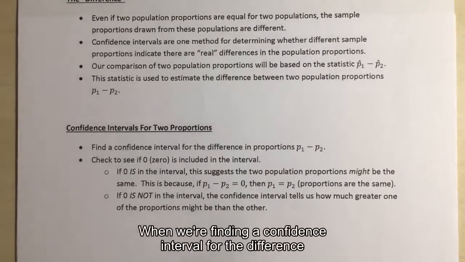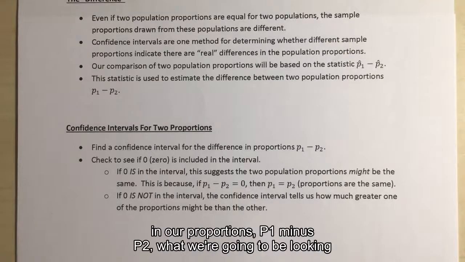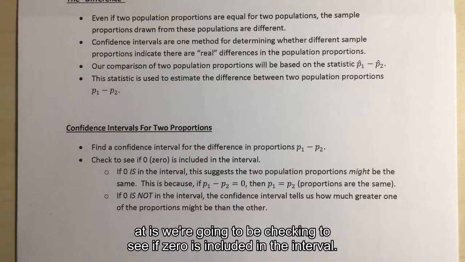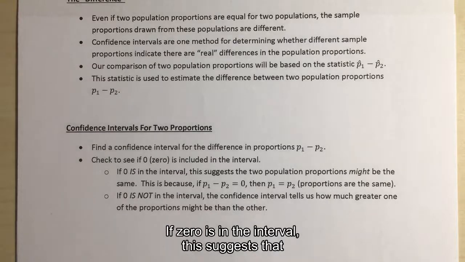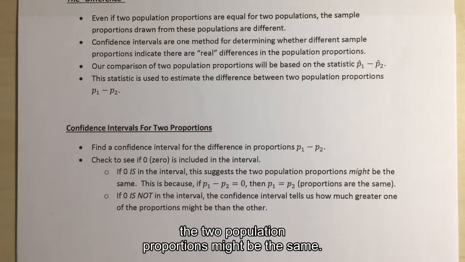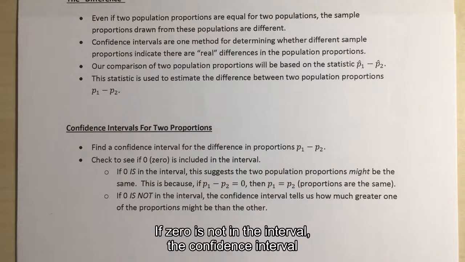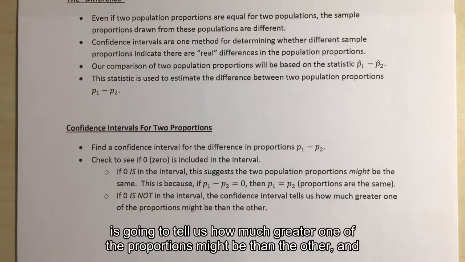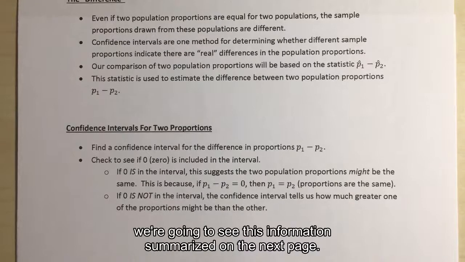When we're finding a confidence interval for the difference in our proportions, P1 minus P2, we're going to be checking to see if 0 is included in the interval. If 0 is in the interval, this suggests that the two population proportions might be the same. If 0 is not in the interval, the confidence interval is going to tell us how much greater one of the proportions might be than the other, and we're going to see this information summarized on the next page.